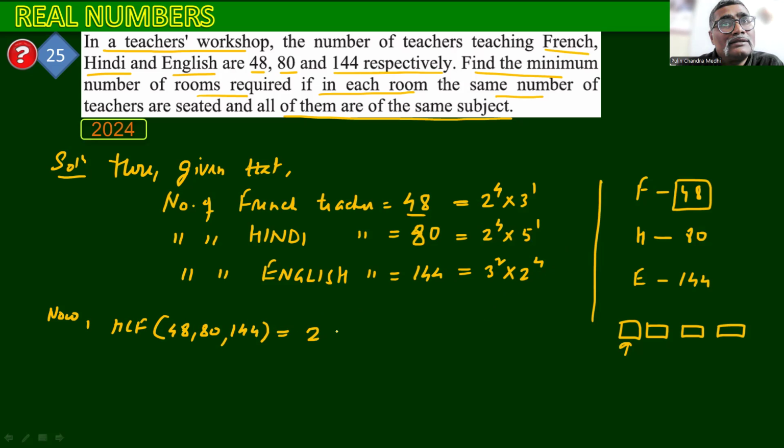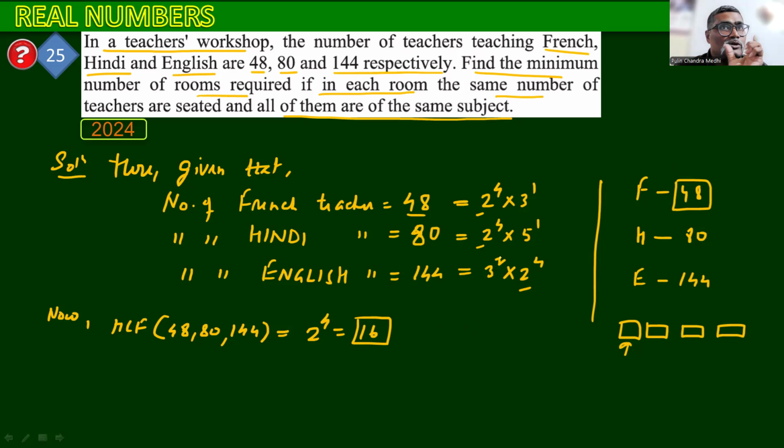So the HCF of this will be how much? You have to take the common factors, only the common factors. Remember it for HCF. And you have to take the lowest power. So 2 to the power 4, 2 to the power 4, 2 to the power 4. That's 16. Right? So every room size or capacity should be 16. And you can see by 16 you can divide all these numbers equally. So in every room you put 16 teachers.